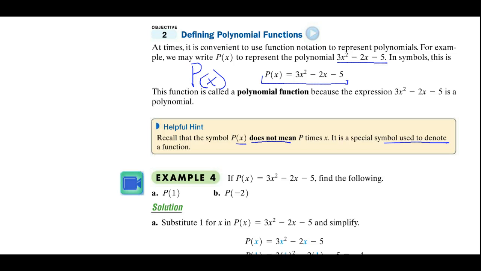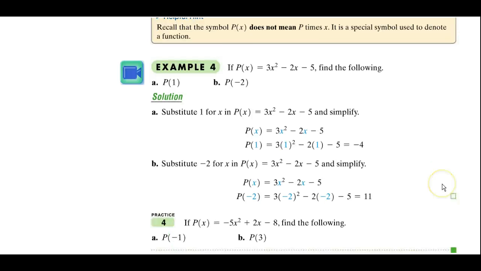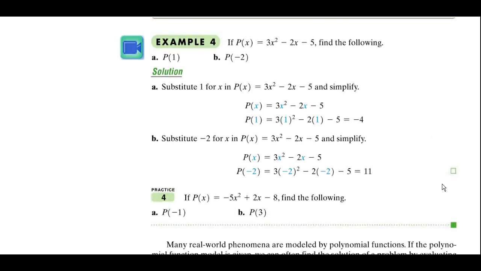So as we look at example 4, again, what are they asking us to do? Well, we did things like this in chapter 3. So this was our function. P of x is such that 3x squared minus 2x minus 5. And we said sometimes we can use a little t-chart here: x and p of x.